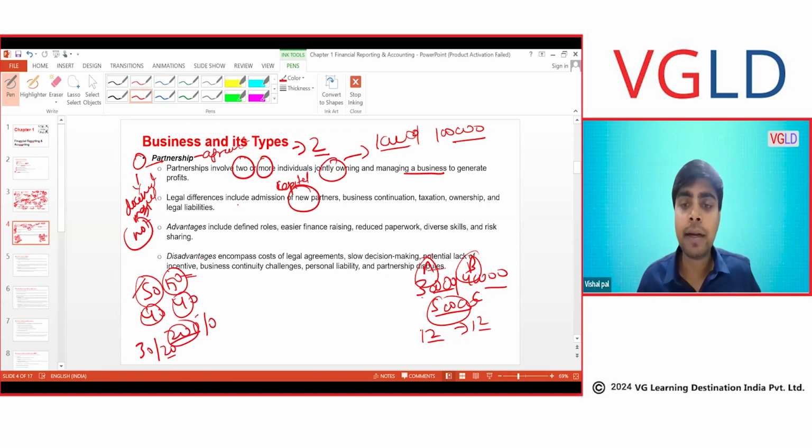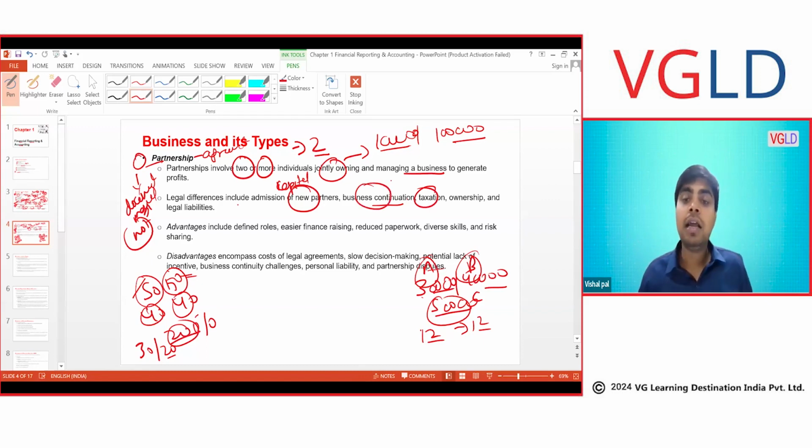Okay, any doubt about it? Taxation, as I said, is just like a sole trader. The taxation would be the same. Let's say if a partnership firm is taxed, then the tax will be recovered from the partner. Okay, there is no separate liability. The partner and partnership firm are the same thing.